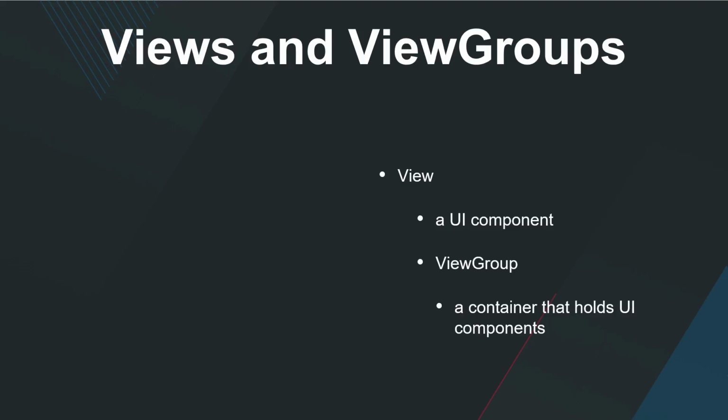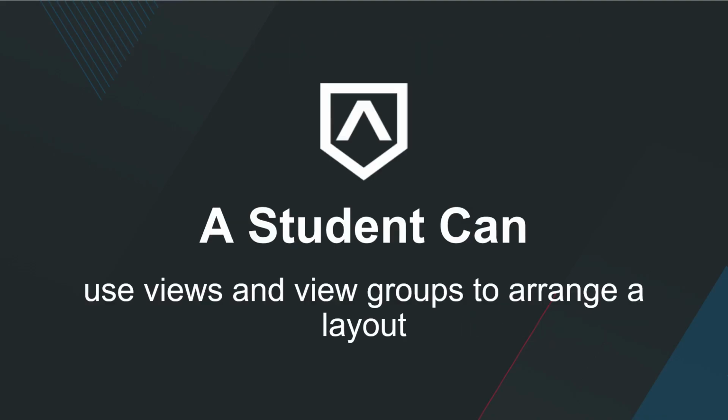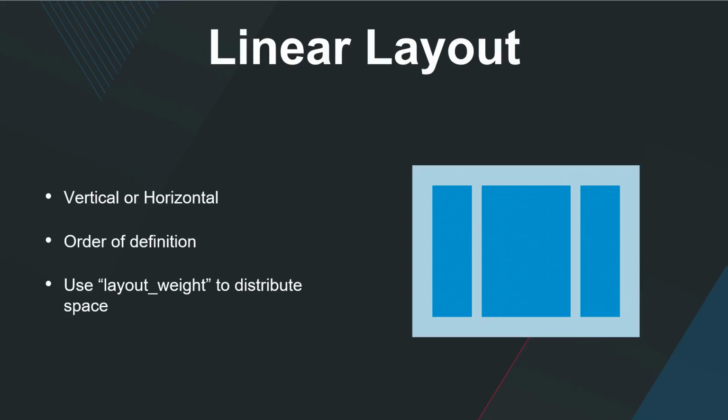So let's check out specific views. So now we're going to use views and view groups to arrange a layout. So what we'll do is we'll look at the different view groups and one special view, then we'll see how they work, and at the end we'll build something together. So here we go. This is a linear layout. We've used these a lot.